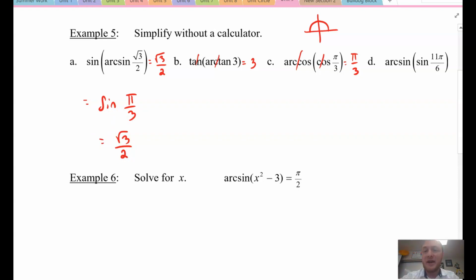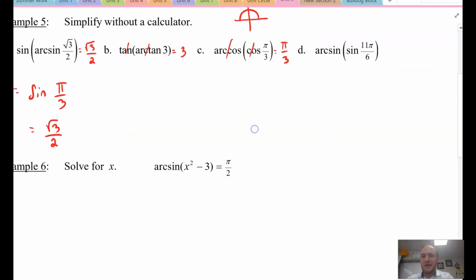And I understand, right? But you're going to run into problems like D, where we have 11 pi over 6. Is 11 pi over 6 in the range of arc sine, which is here? And the answer is no. So I can't just cancel these out. The answer is not 11 pi over 6. You'll get it wrong. You'll lose, and then that's not good. You'll cry, and we don't want that.